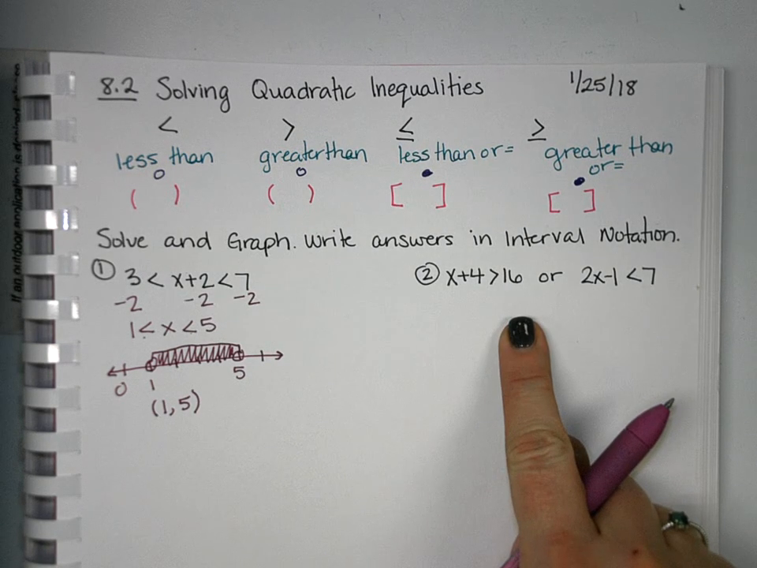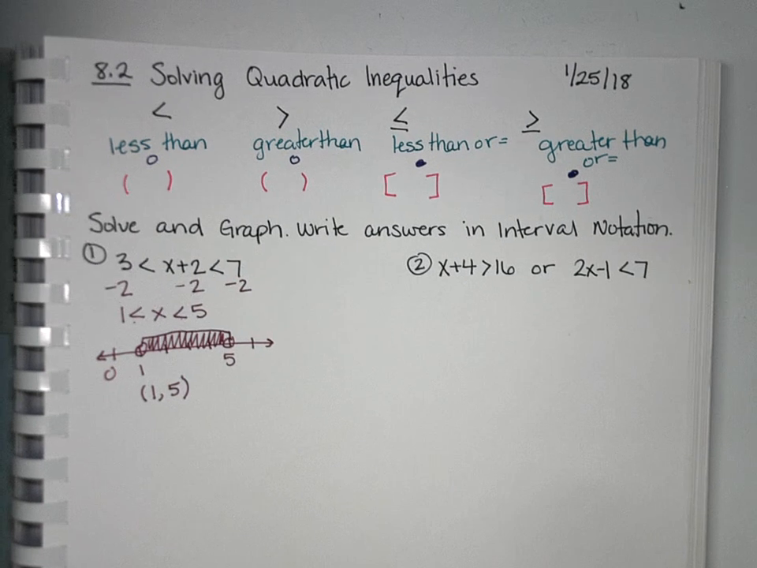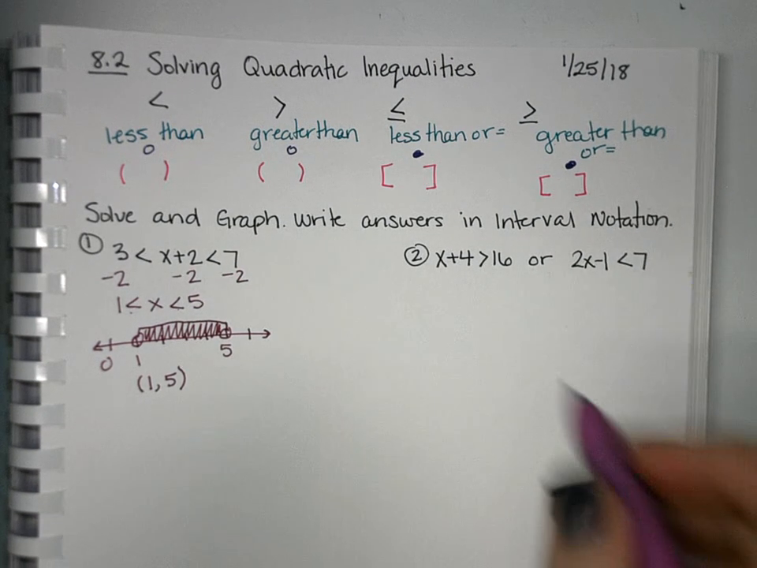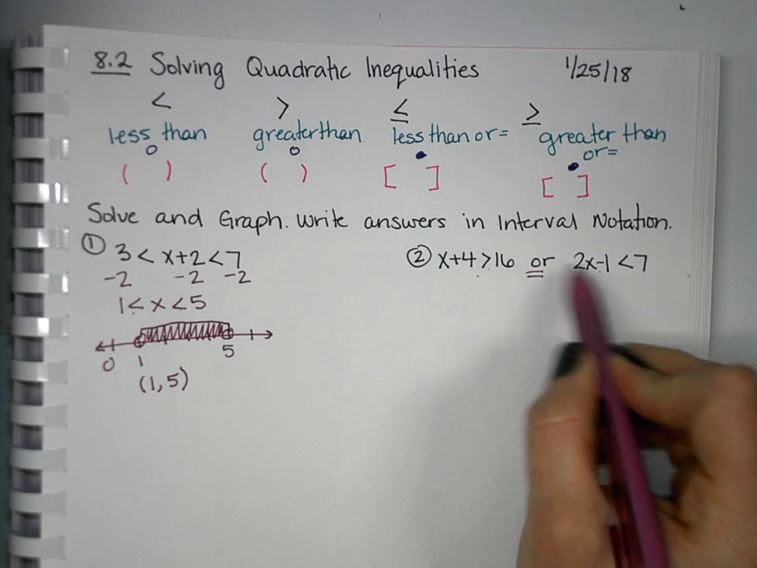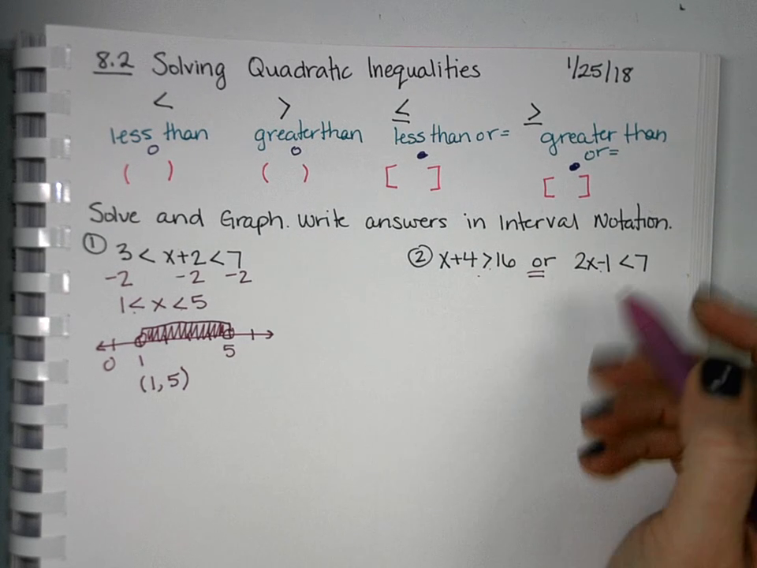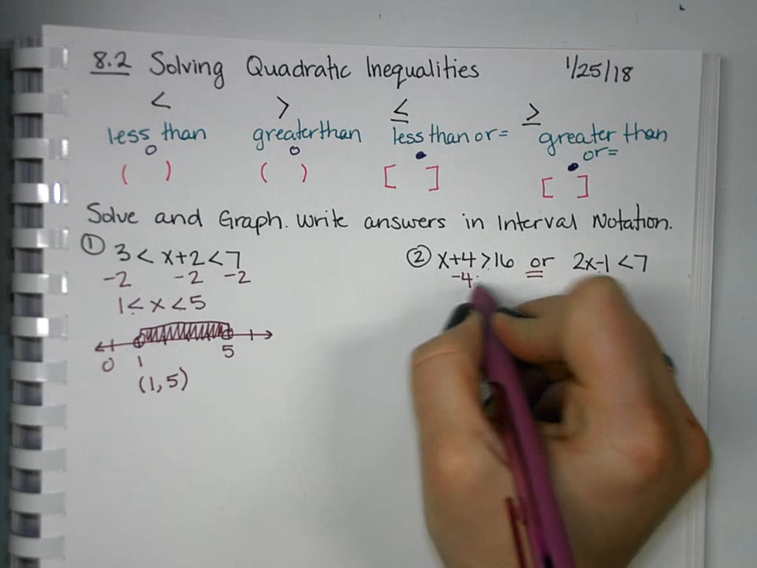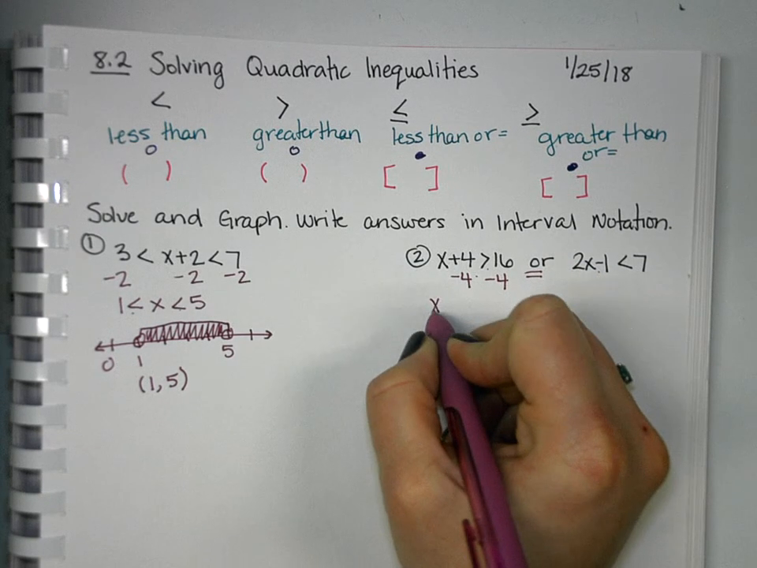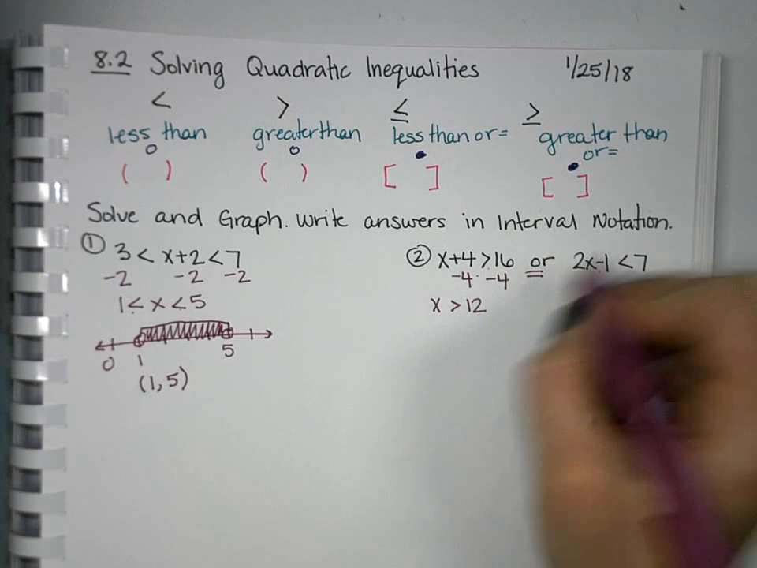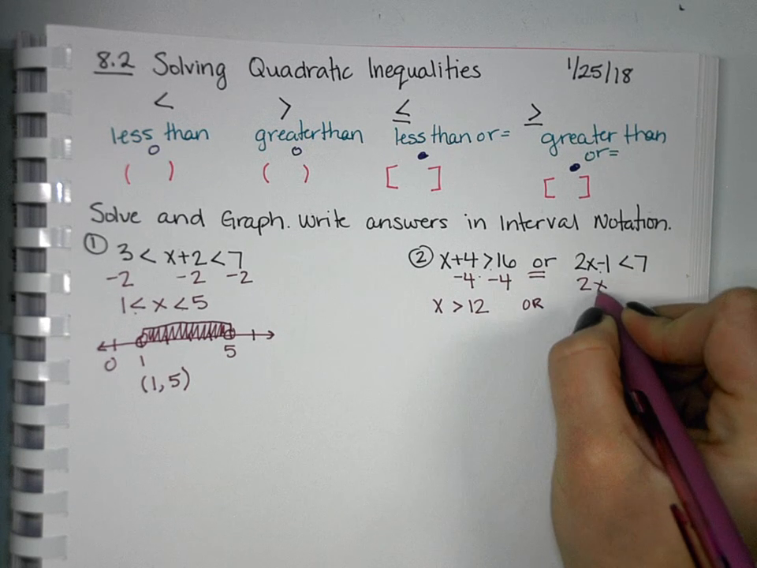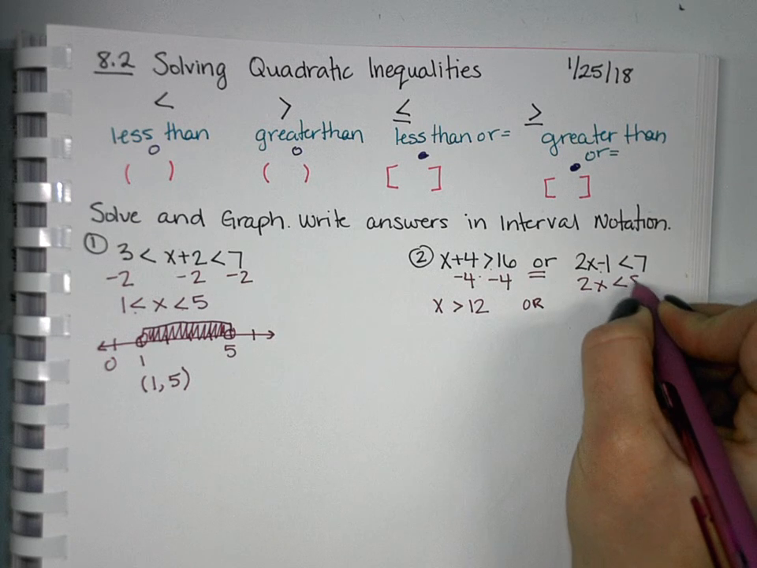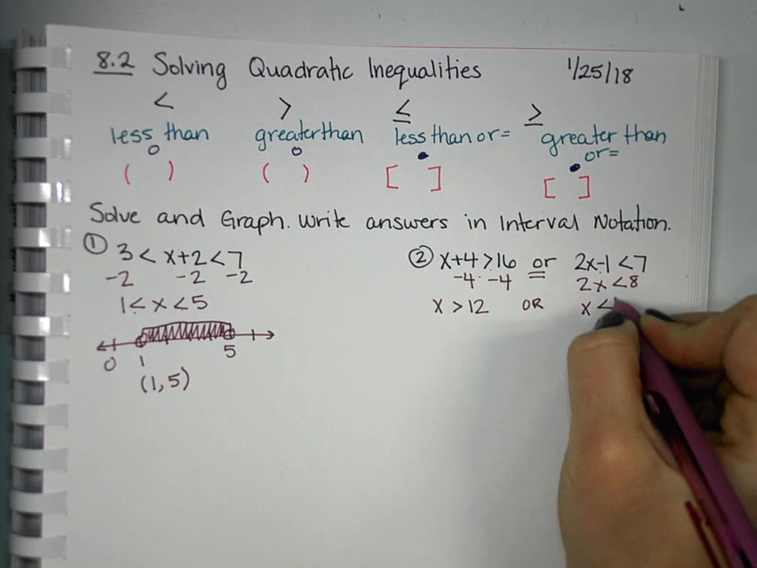Number 2 here is a different kind of compound inequality. This one's an or statement. And so we're going to have to solve both inequalities, but we'll graph them on the same graph. So I'm going to subtract 4, x is greater than 12, or we'll add 1, and then divide by 2, x is less than 4.